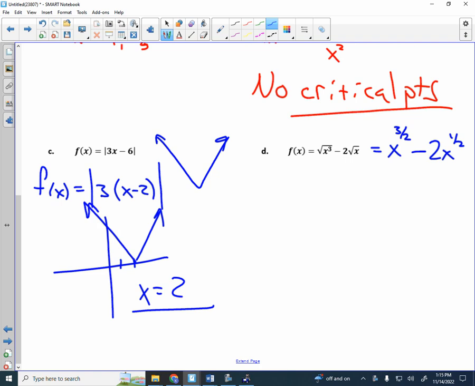All right, so I take the derivative. So the derivative is 3 over 2 x to the 1 half, yep, root of x, minus x to the negative 1 half power. Yep, because 1 half times 2 is 1, and there I have it.